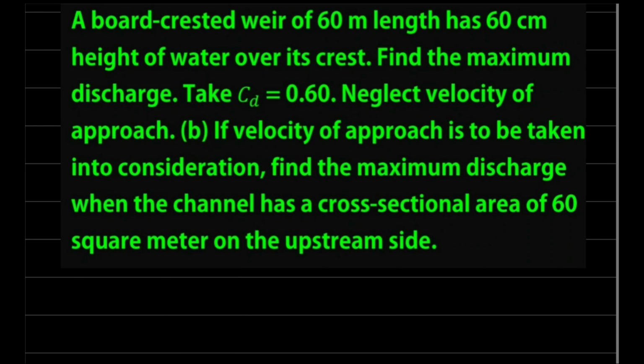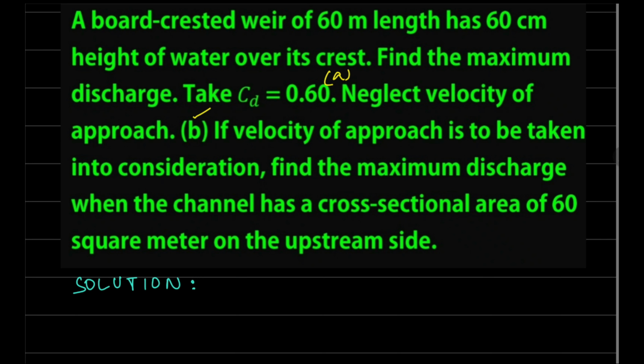A broad crested weir of 60 meter length has a 60 centimeter height of water over its crest. Find the maximum discharge. Take CD value is equal to 0.6. So first is to neglect velocity of approach. I mean, the first part is without the inclusion of the velocity of approach. So A should be there, that is missing over there. So this is the A part, and B part is if the velocity of approach is to be taken into consideration, find the maximum discharge when the channel has a cross sectional area of 60 square meter on the upstream side. So let's go for the solution.